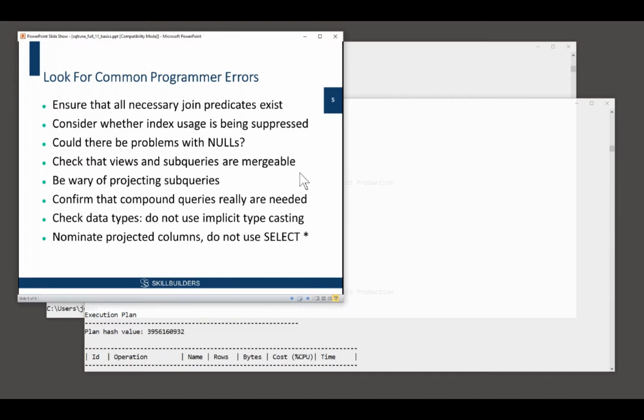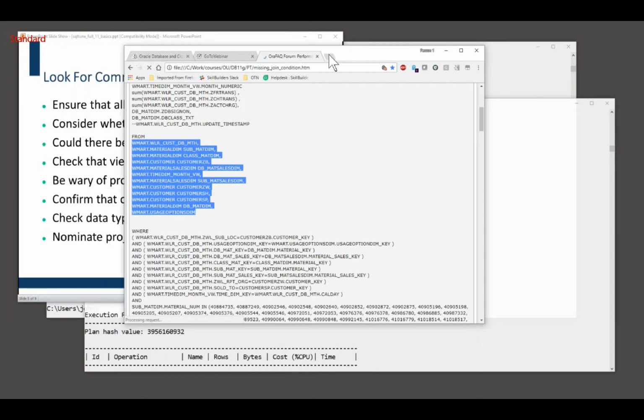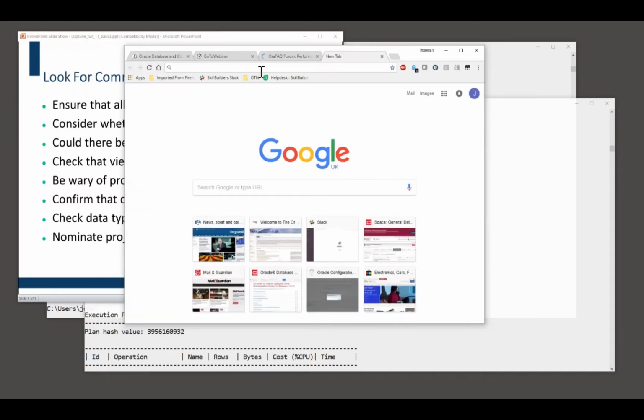Merging views and subqueries. I have an example of that. When you're going to use views, you need to be very, very careful about how they're written. Much more careful than perhaps you might think. I found an example here.